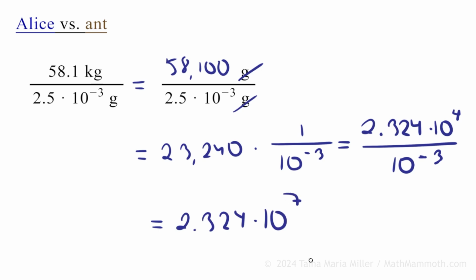And now check the rounding. How many significant digits did we have? Over here, Alice's mass had 3. The other one had 2. So we'll need to round this to 2 significant digits, only 2.3 times 10 to the seventh. So that is how many times more massive Alice is than one ant.